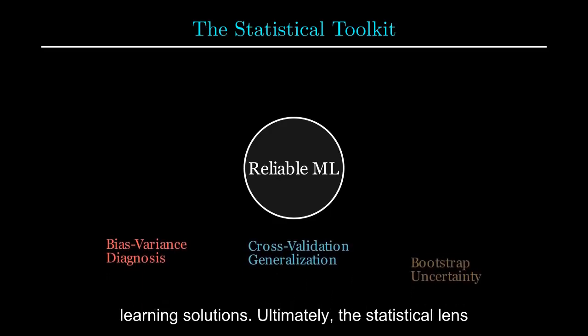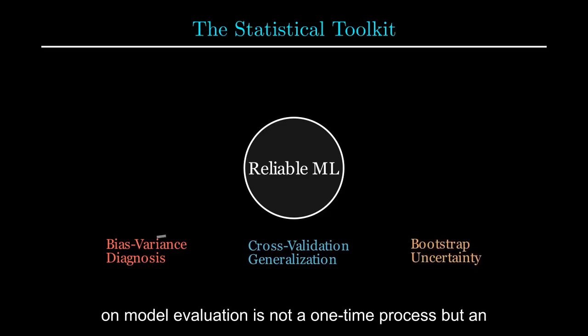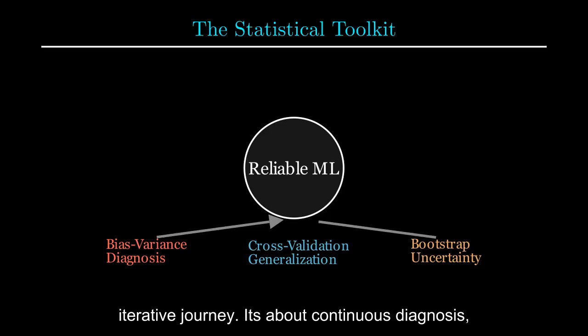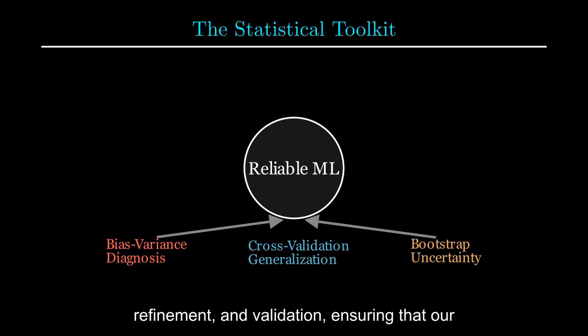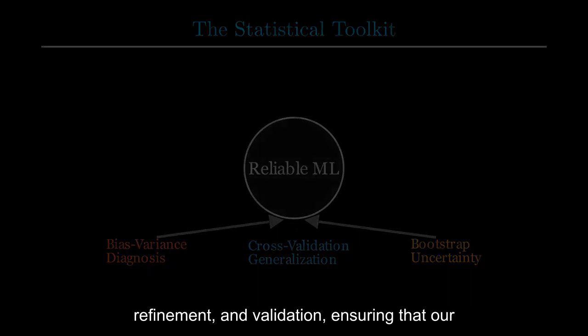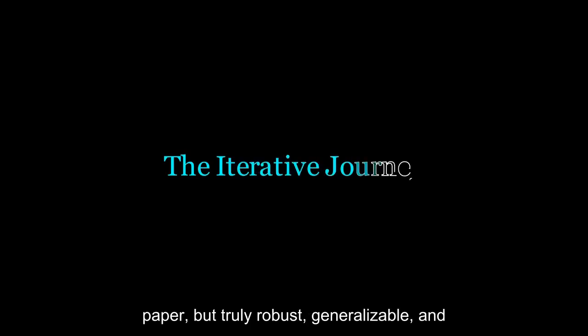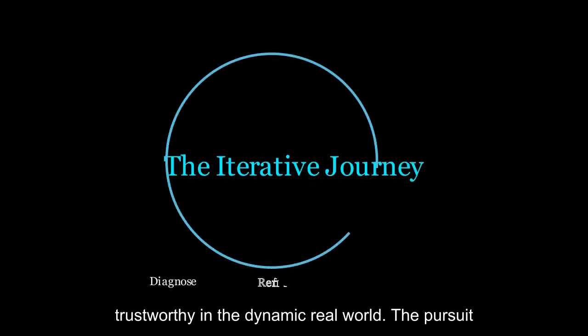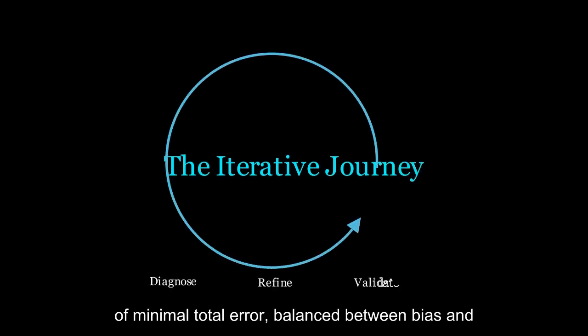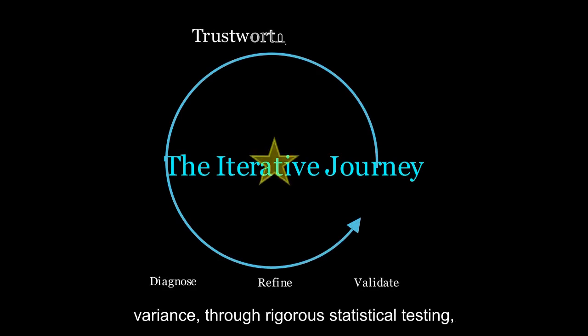Ultimately, the statistical lens on model evaluation is not a one-time process but an iterative journey. It's about continuous diagnosis, refinement, and validation, ensuring that our machine learning models are not just intelligent on paper, but truly robust, generalizable, and trustworthy in the dynamic real world. The pursuit of minimal total error, balance between bias and variance, through rigorous statistical testing, remains our enduring mission.